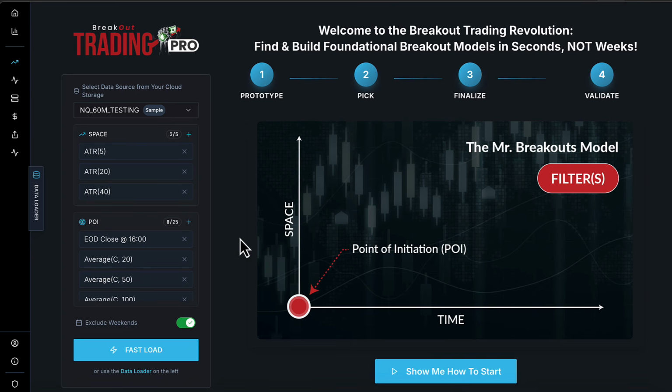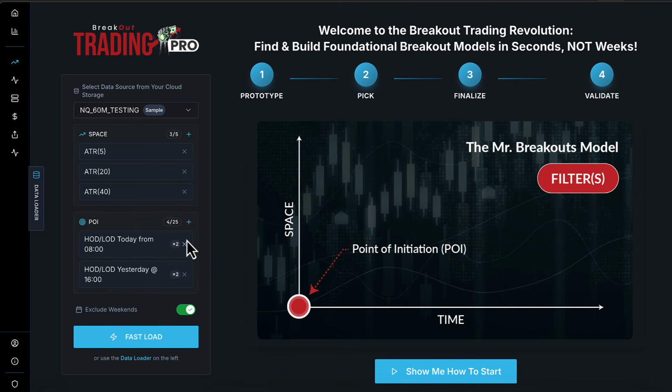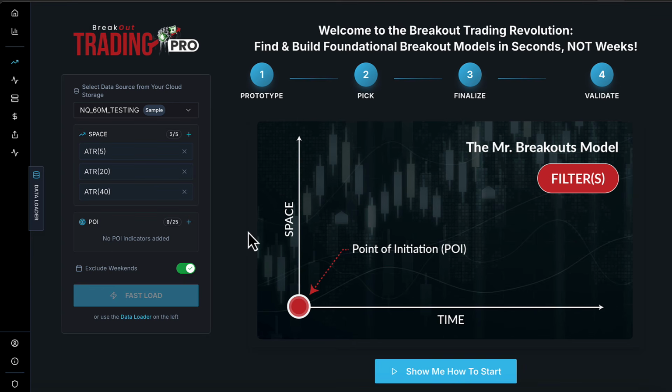So overall, pivot points are very strong support and resistance levels in markets. And if you're not familiar with pivot points, you can ask ChatGPT. It will explain to you what it is and how it works. Either way, I'm going to try to build a NASDAQ breakout strategy where we take the pivot point as a point of initiation and add a space multiplier to it to calculate breakout levels, and see if we can create some nice breakout trading foundational models based on the pivot.